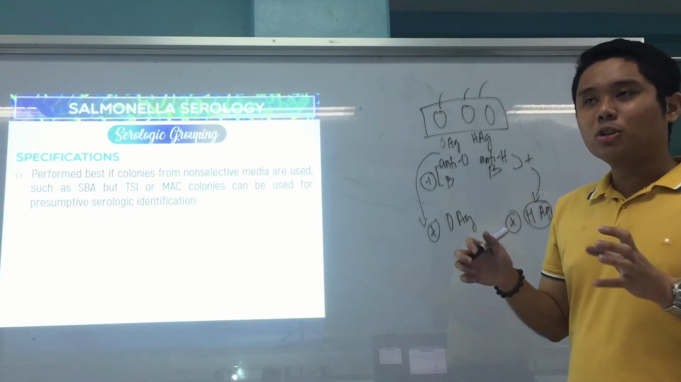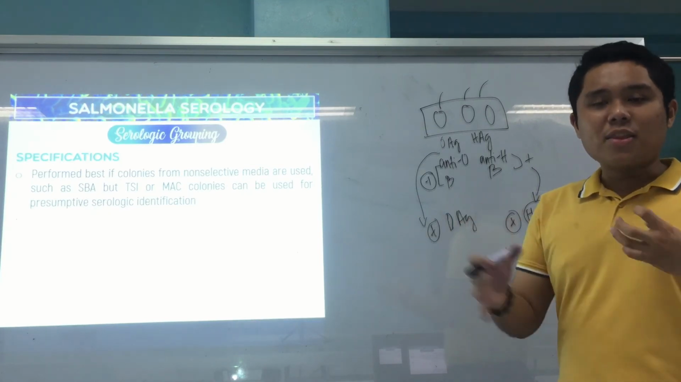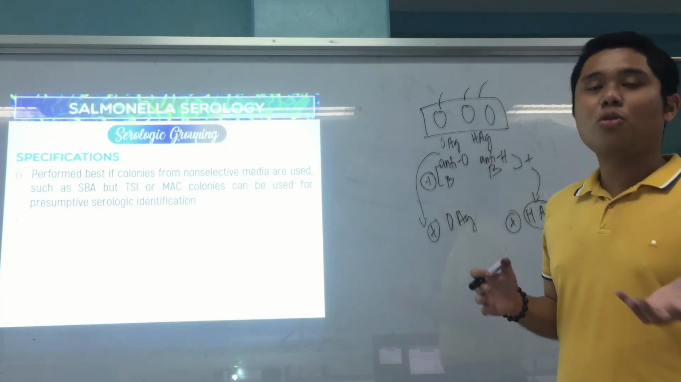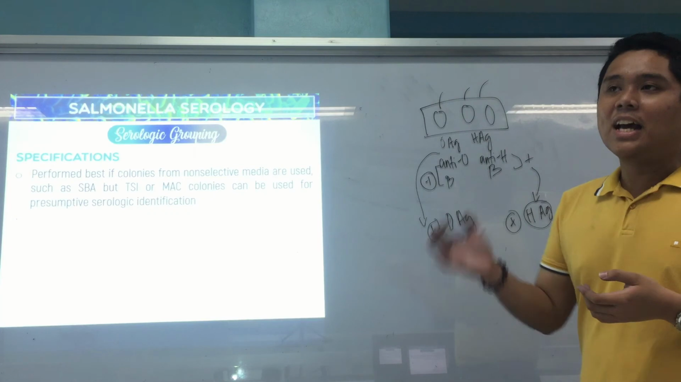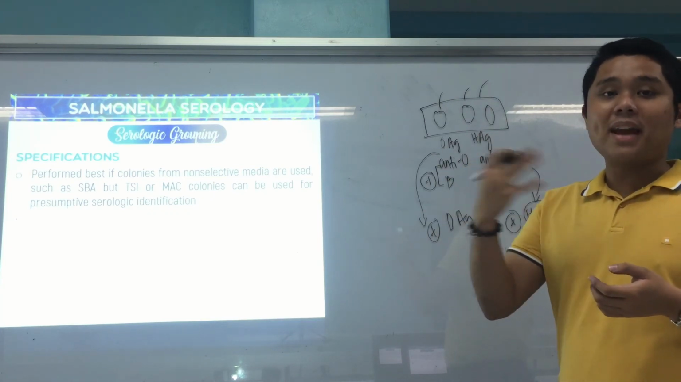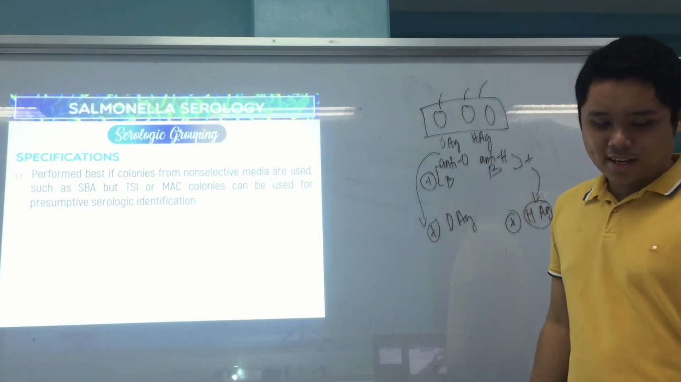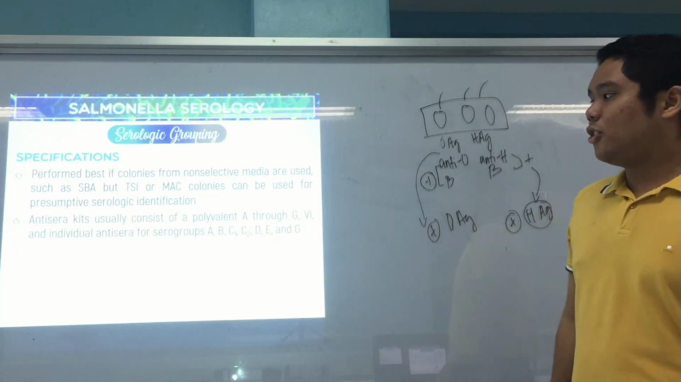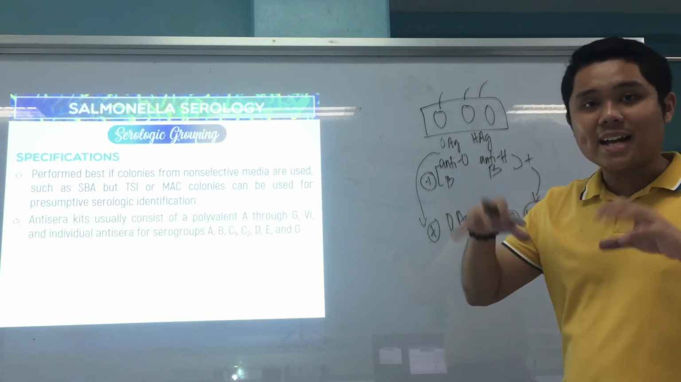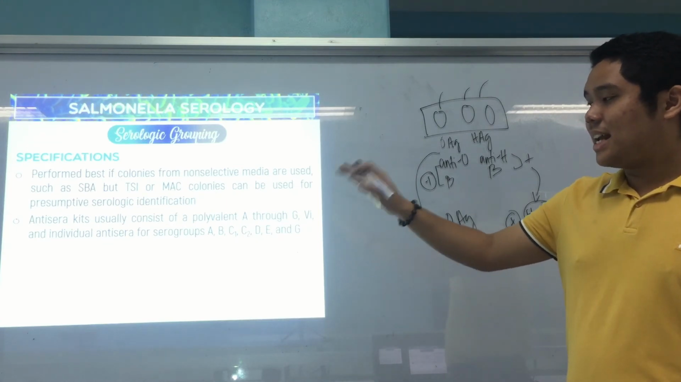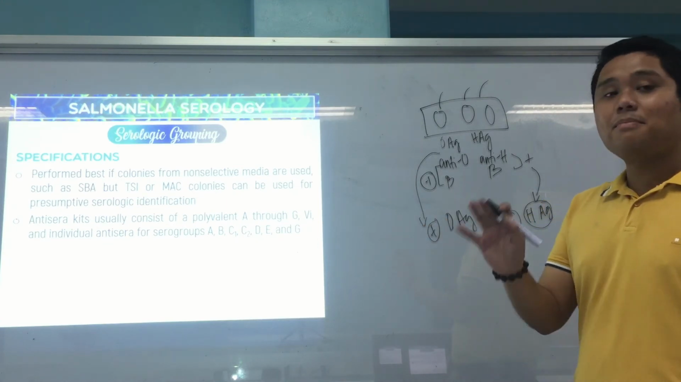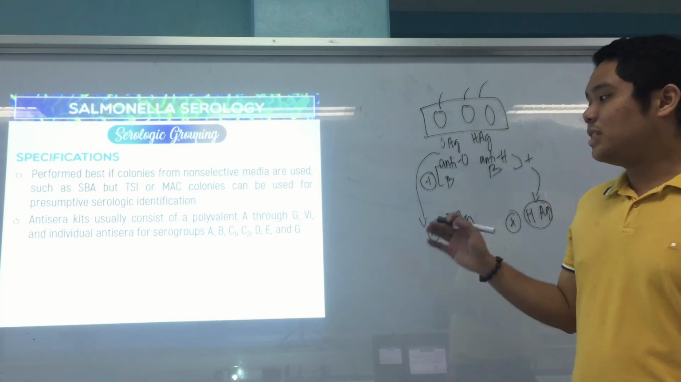Because it's non-selective, we don't want any other culture media with inhibitors or reagents added that could interfere with the test. So it's best that we perform it from a non-selective media. Anti-sera kits usually consist of a polyvalent anti-sera, meaning it contains many antibodies, A through G and VI, and individual anti-sera for serogroups A, B, C1, C2, D, E, and G.